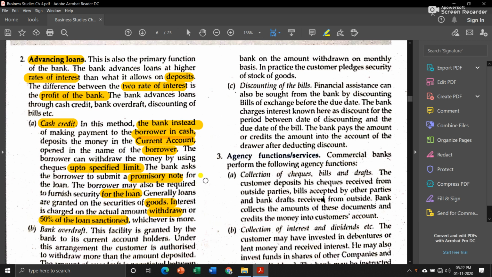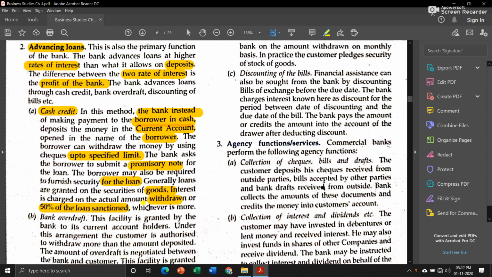Suppose, let me take an example, that I had withdrawn 2 lakh rupees and interest on that 2 lakh rupees is 30,000, and 50% of the loan sanction will be 1,50,000. If they calculate interest on that 1,50,000 and it comes to 20,000, then obviously 30,000 is higher than 20,000, so they are going to charge interest of rupees 30,000, not 20,000.